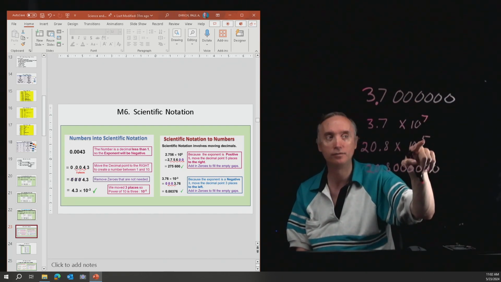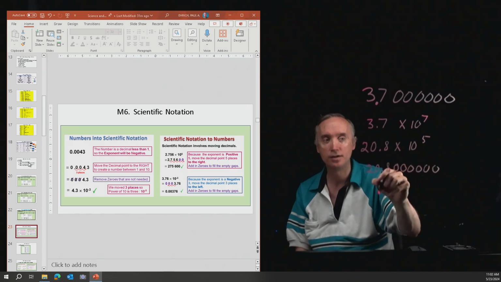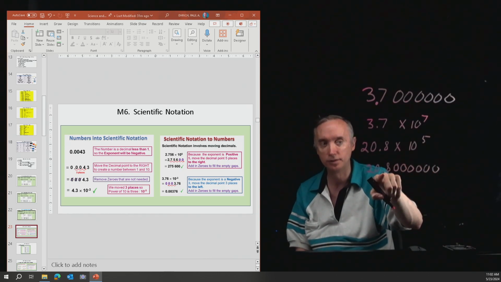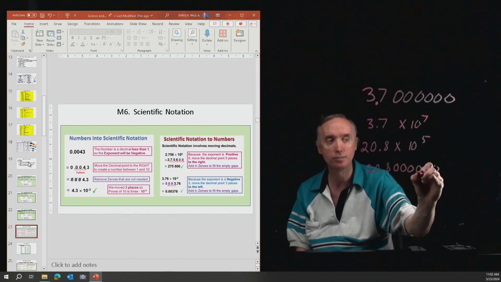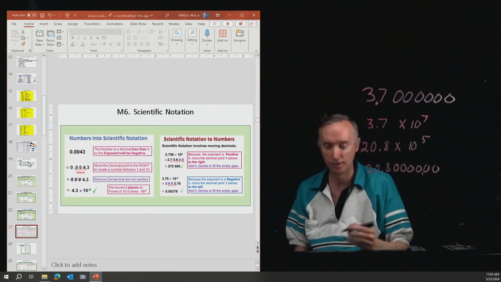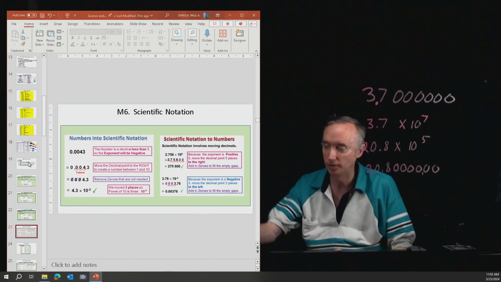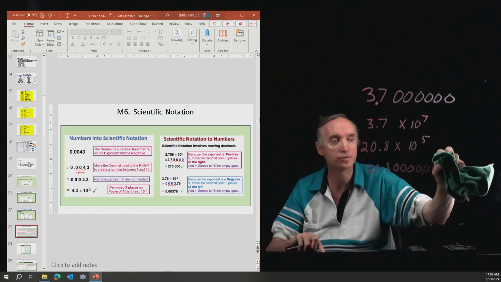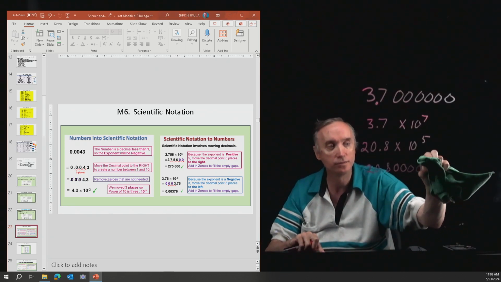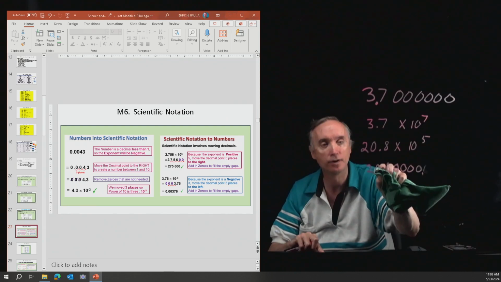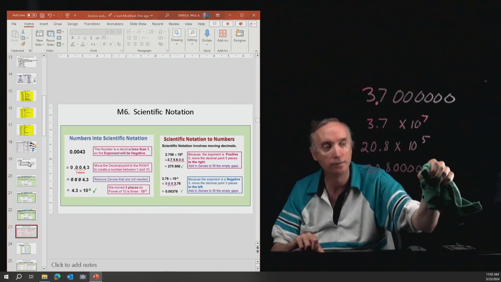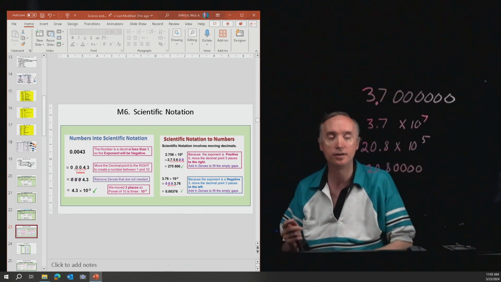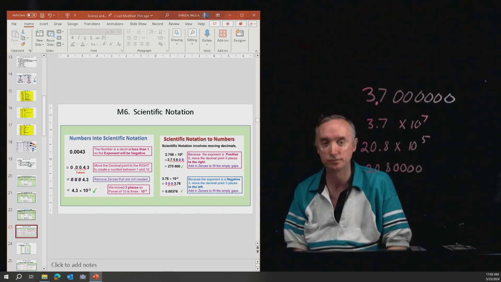So I'm going to need 5 spaces. Here's where the decimal point used to be. And I'm going to move it 1, 2, 3, 4, 5 places. So I'm moving it over to here. And then I can get out my eraser and I can get rid of these extra 2 zeros. And then I can also get rid of this thing. And then finally I can get rid of that thing. And so there is my final answer.